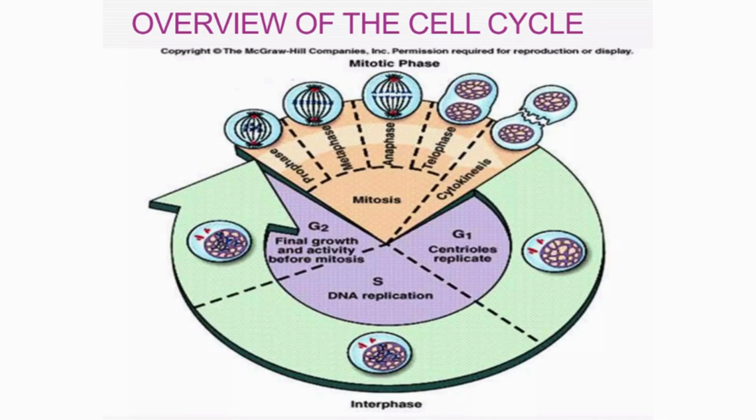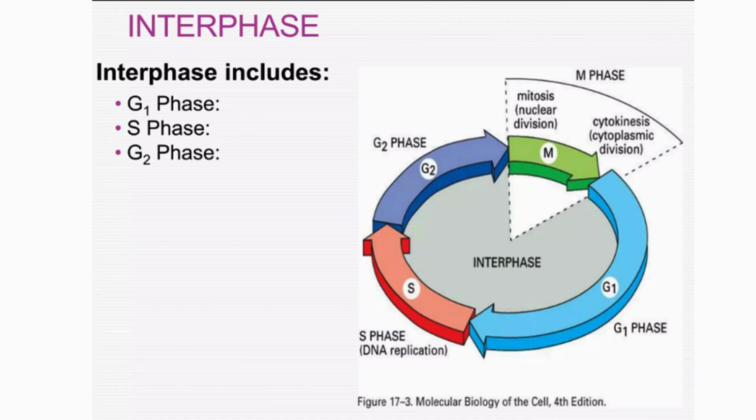So this is the overview of the cell cycle, which starts from different phases and ends with the mitosis phase. These steps we will discuss one by one, with their functions and their role in cell division. The first step in the cell cycle is the interphase. Interphase includes three subdivisions: the G1 phase, S phase and G2 phase.